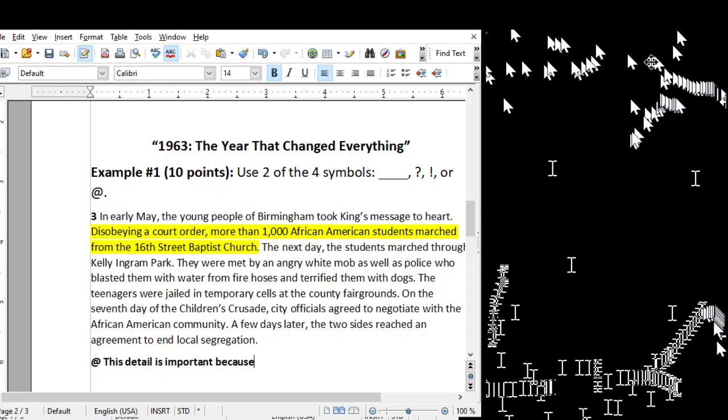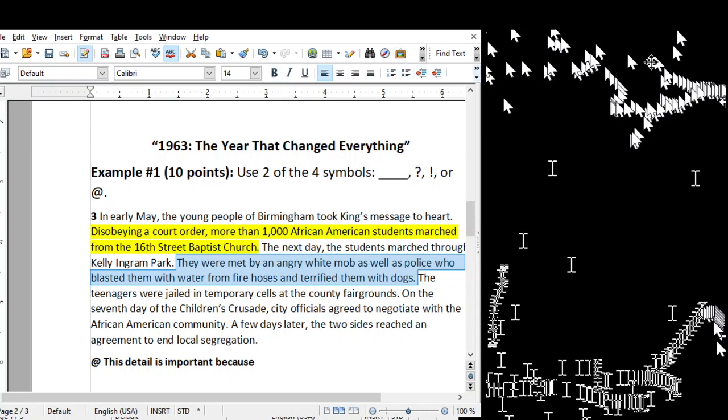So let's say I keep reading. I'm like, yeah, okay. The next day, the students marched through Kelly Ingram Park. They were met by an angry white mob as well as police who blasted them with water from fire hoses and terrified them with dogs. Okay. Let's say this right here. I read that sentence and I have a question. So I can highlight it. And then down here, you can use different colors if you want. If you want to be creative, it's cool.